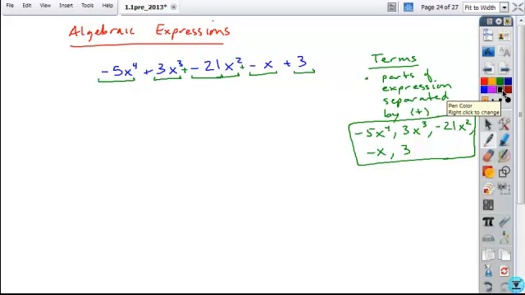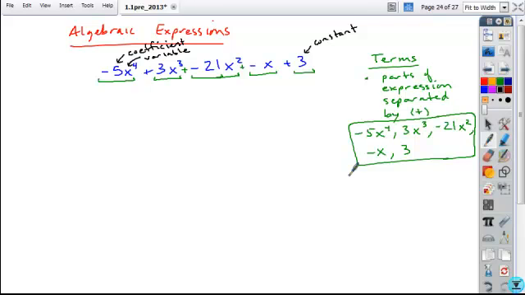Now, don't get that confused with the parts of a term. In each individual term, you have a coefficient, which is the numerical multiplier. In each individual term, you may have a variable, which is the letter that represents some unknown quantity. And then if you get to a term that has only the coefficient part to it, where there is no variable associated with it, you might also see that called a constant.